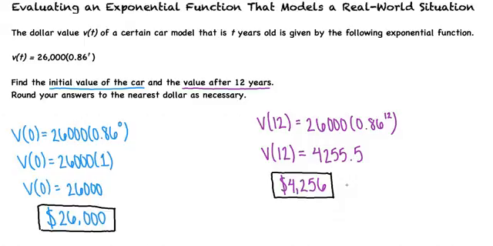Just to double check, when solving problems like this, you are choosing and plugging in inputs that will give you the output that matches what the question is asking. Like in this case, how we made the input 0 to find the initial value of the car, and then the input 12 to find the value of a 12-year-old car. You're right. That means our two answers for the question are 26,000 and 4,256. It seems like you have a decent understanding on evaluating an exponential function that models a real-world situation.